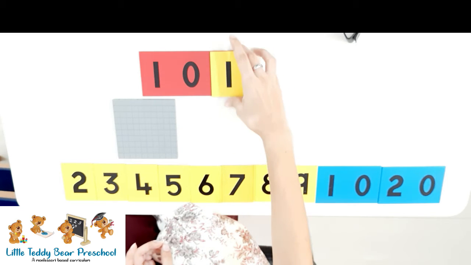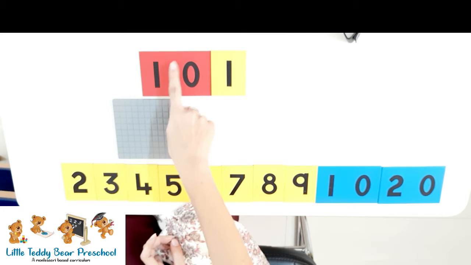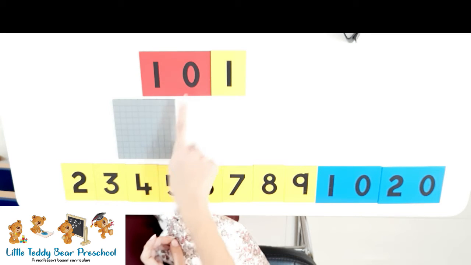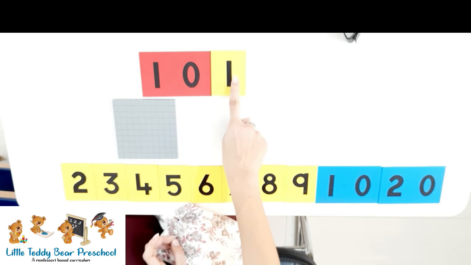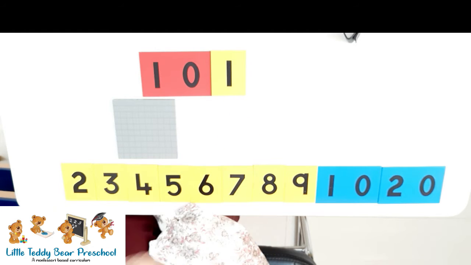101. In hundreds place we have the number 1. We have put 100. In tens place we have the number 0, so we will not put any tens. In units place we have the number 1, so we will put 1 unit. 101.